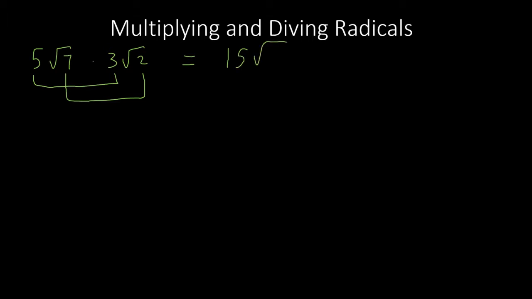Let's go over multiplying and dividing radicals. So let's say I have 5 root 7 times 3 root 2. With these, I think of them like this. These are called outside the house. These are called inside the house. So I think of it like this: extroverts date extroverts, introverts date introverts. So 5 times 3 is 15. Root 7 times 2 is 14. So that's how you multiply.